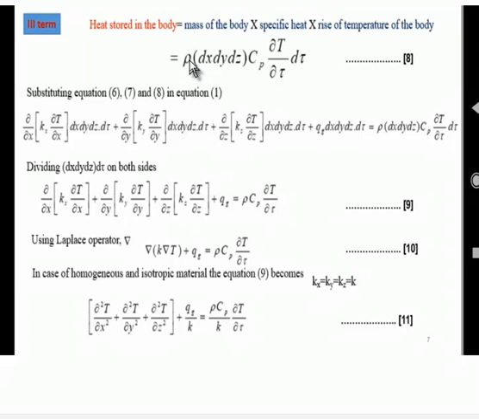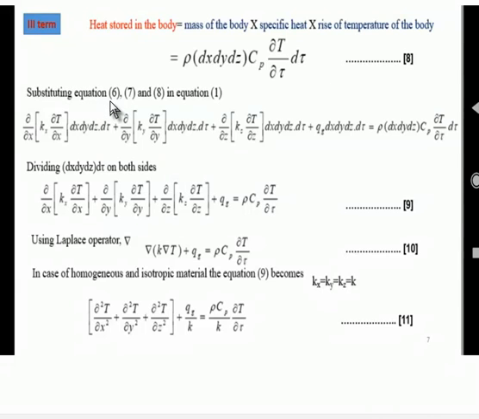So the volume of that element is dx into dy into dz, that is, length into width into breadth. So the mass of the body is given by rho into volume, that is rho dx dy dz. Specific heat is represented with Cp, and the rise of temperature of the body is dou T by dou tau into d tau. This is equation number 8.